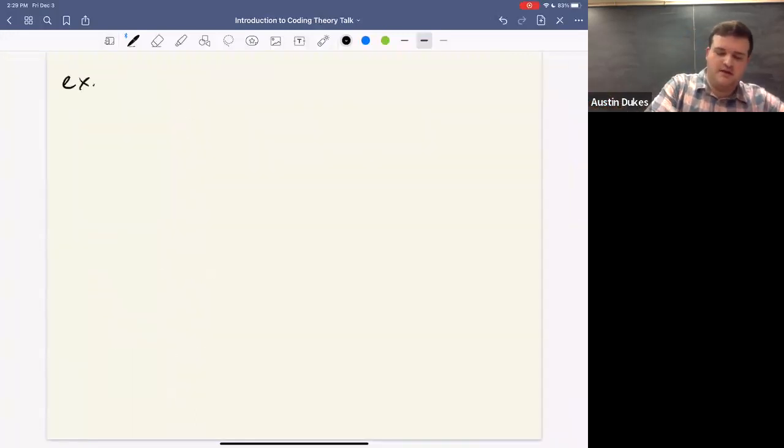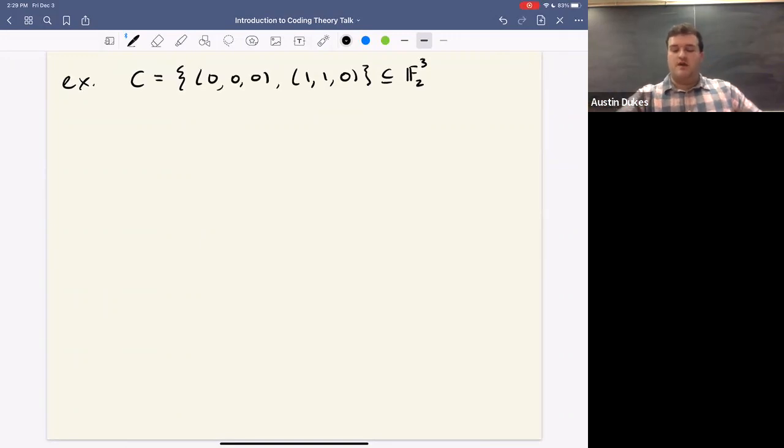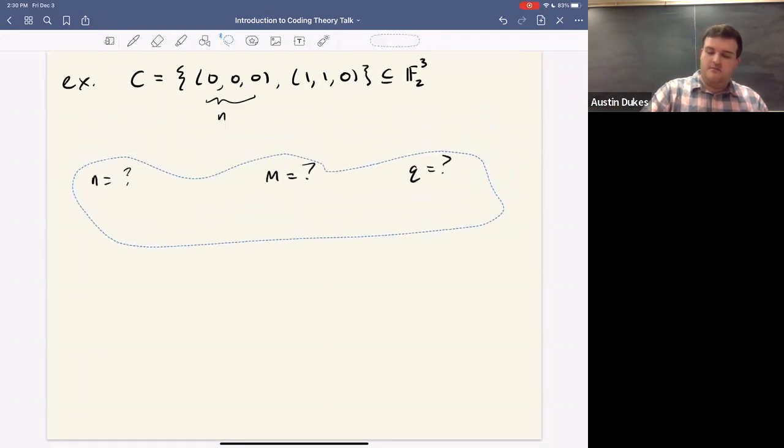So for example, let's see what is going on. Imagine we have the set {000, 110}, and we're viewing this as a subset of F_2 to the third. So we want to talk about what are the parameters of this code. What is the length? What is the size? And what's q? So just from looking at this code, how long is each code word in C? 3. So n is 3. How many code words are in C?